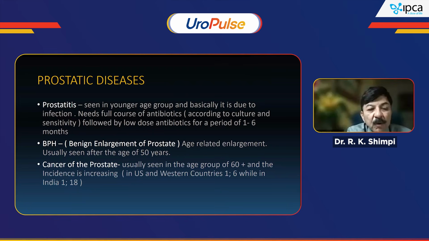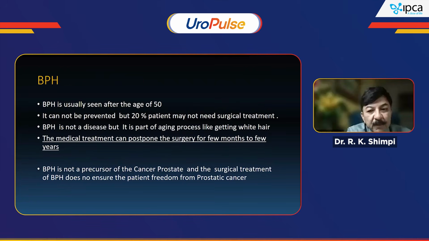Now coming to the most common disease called BPH, where there is enlargement of the prostate, which is age-related enlargement, and usually seen after the age of 50, but the symptoms are usually seen after the age of 60. Cancer of the prostate is usually in the 6th or 7th decade, and the incidence of prostate cancer is increasing in India. As I told you, BPH is usually seen after the age of 50, and about 20% of patients will be treated with medication and they may not need surgery. But almost 60 to 70% or almost 80% of patients eventually will need prostate surgery at some time or other.